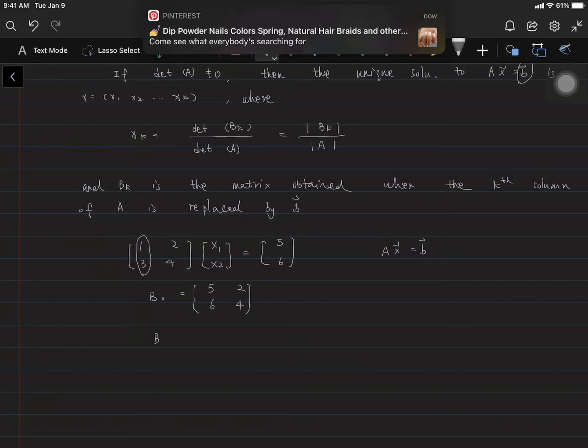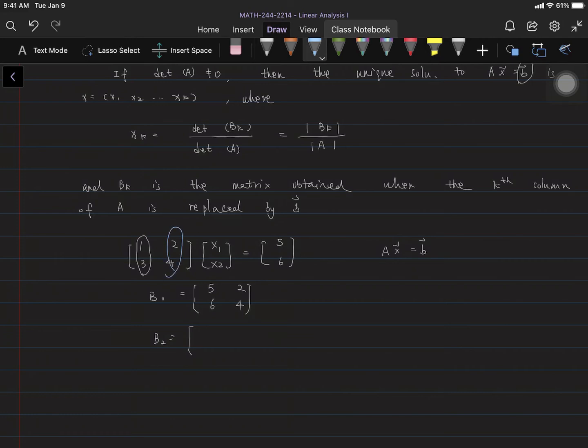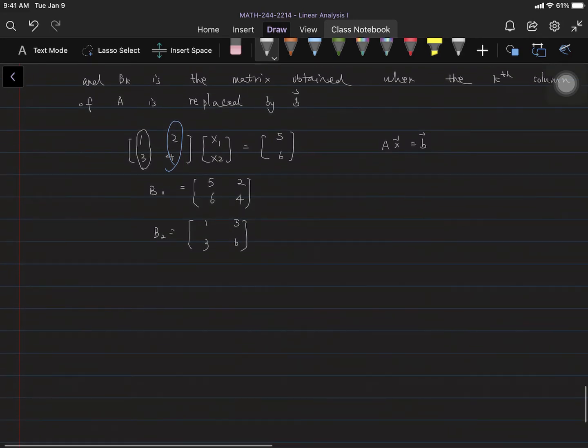And let's take a look at what's B2. B2 means we replace the second column by b. So 5, 6 is the second column, and 1, 3 is still the same. Something like that. Okay, now let's take a look at the example. I will show you how to use this rule to calculate the solution.